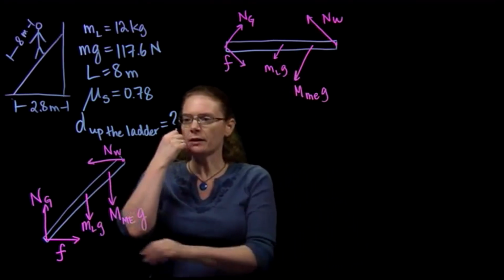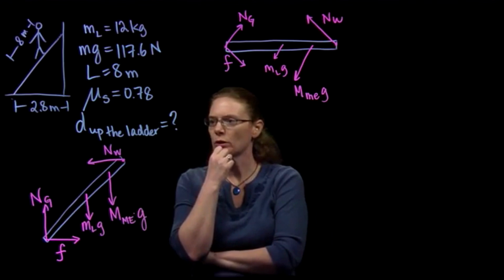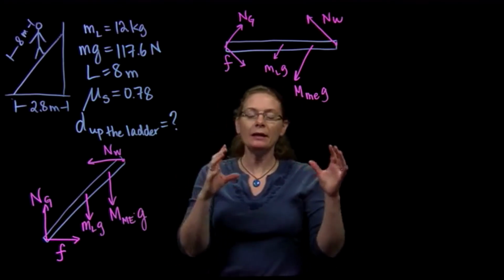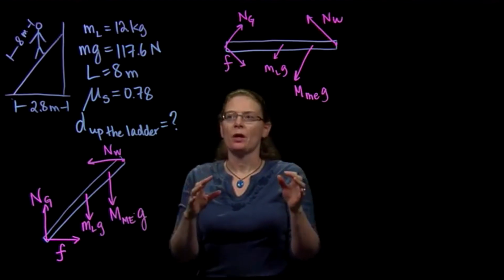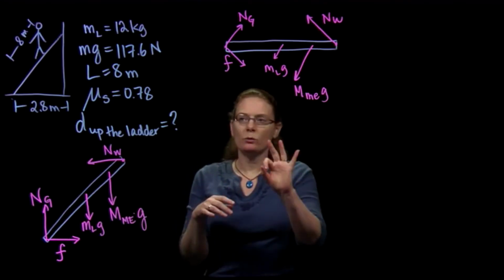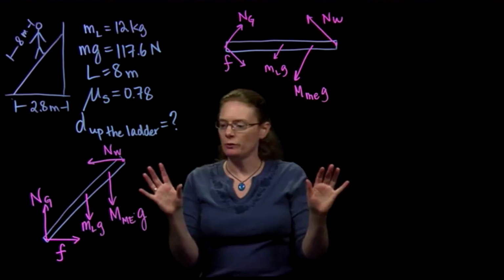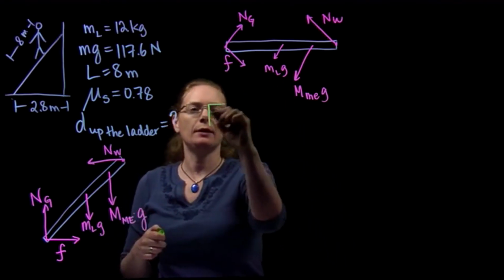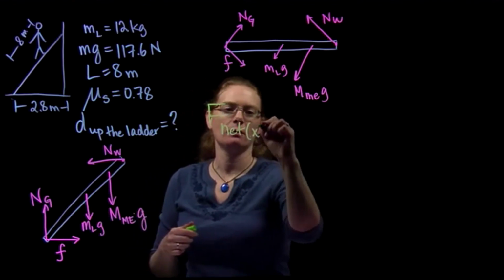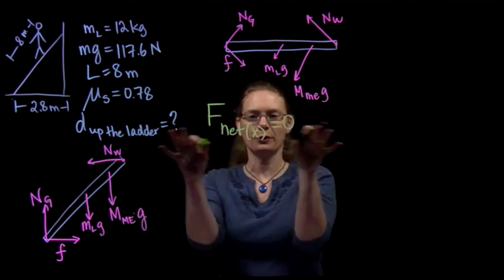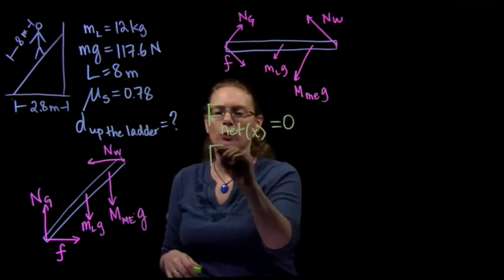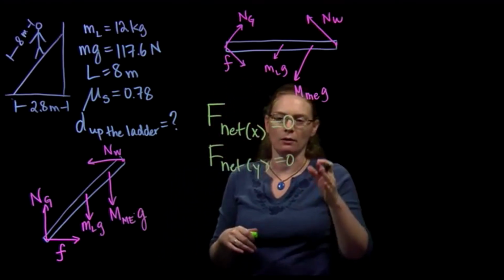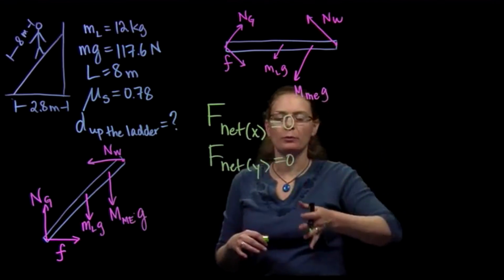All right, so we've got our extended force diagram. We're looking for the distance up the ladder. And here's where our equilibrium conditions come in. There are 3 equilibrium conditions. If something is not moving at all, we have 3 conditions. We have to have the net force in the x direction be 0. So all the forces horizontally have to balance. We have the net force in the y direction has to be 0. All the vertical forces have to be balanced.